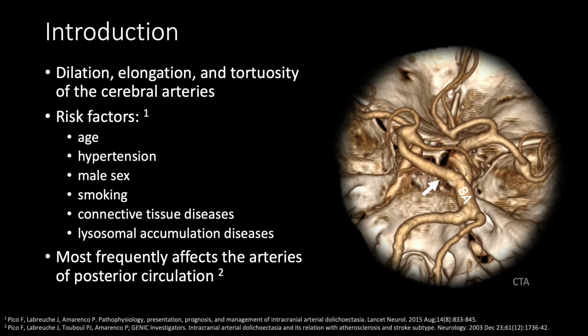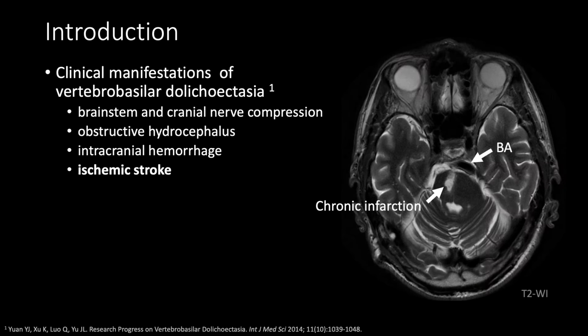Intracranial dolichoectasia most commonly affects the arteries of the posterior circulation and the basilar artery in particular. Clinical manifestations of vertebrobasilar dolichoectasia vary widely. Some cases may be asymptomatic. In some cases, a dilated and tortuous artery can cause brainstem and cranial nerve compression or obstructive hydrocephalus.